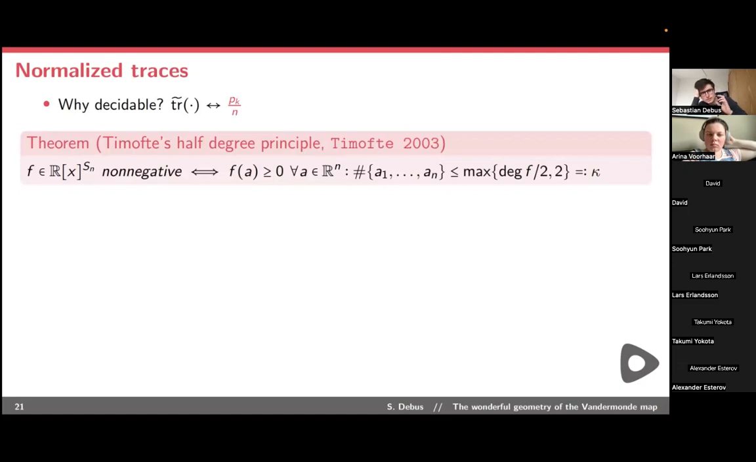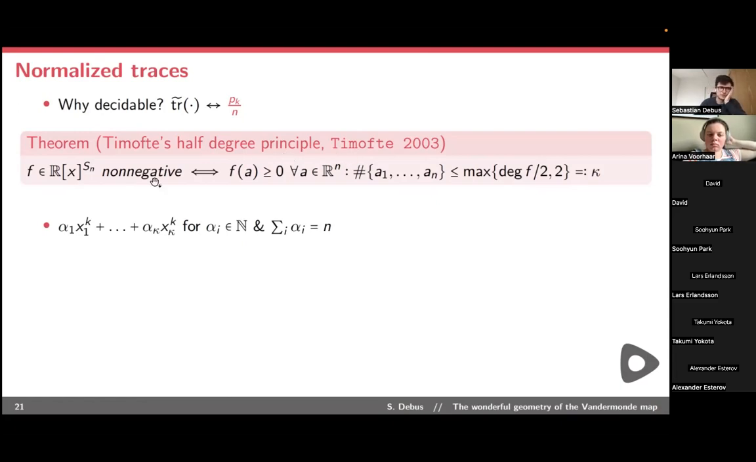It says if you're given a symmetric polynomial, then the symmetric polynomial is non-negative globally if and only if it's non-negative on points with only very few distinct coordinates. So the number of distinct coordinates can be bounded by half the degree if the degree is sufficiently large. So what does it mean? Let's denote this half the degree by kappa. And let's assume, just for demonstration, you want to check whether a power sum of degree k is non-negative in n variables.